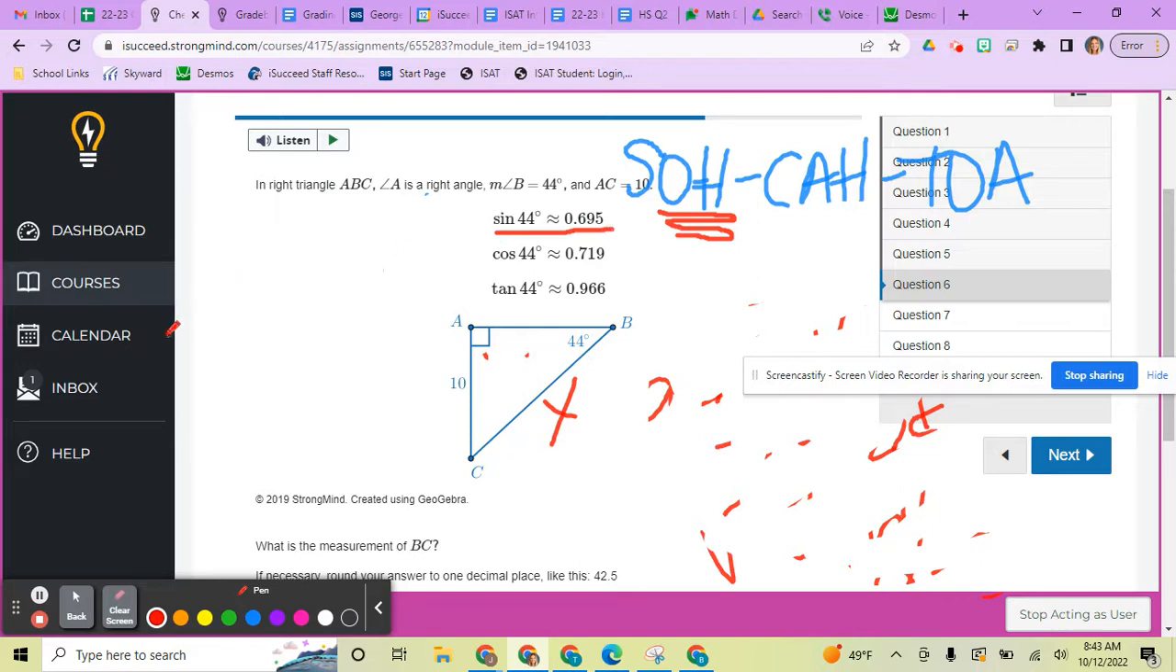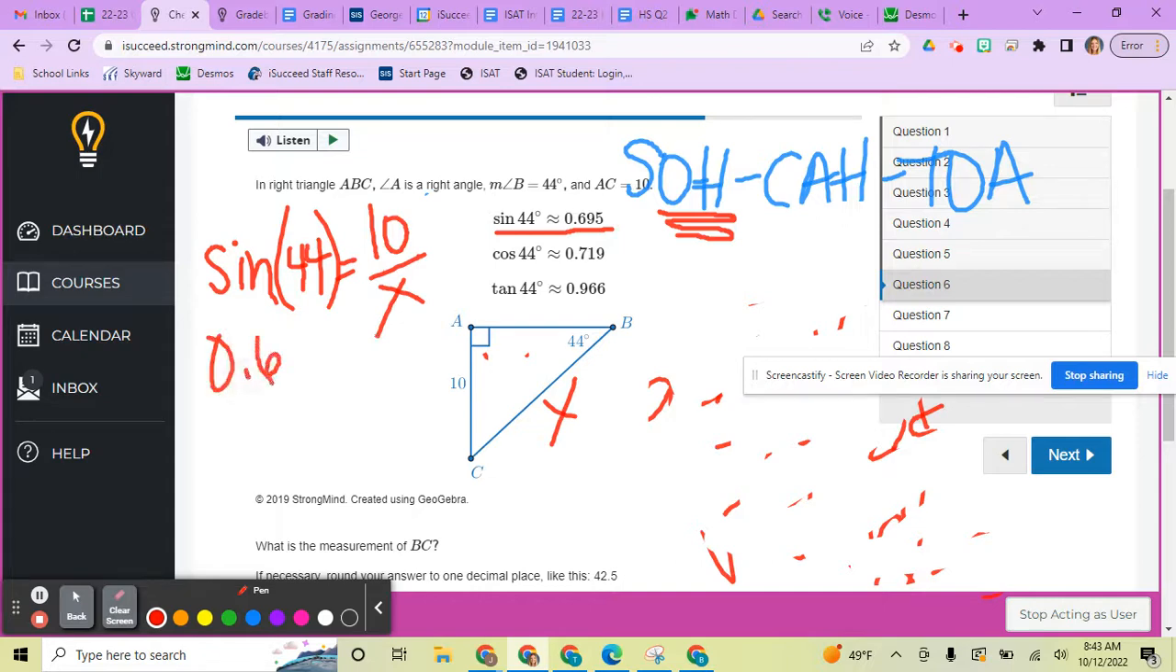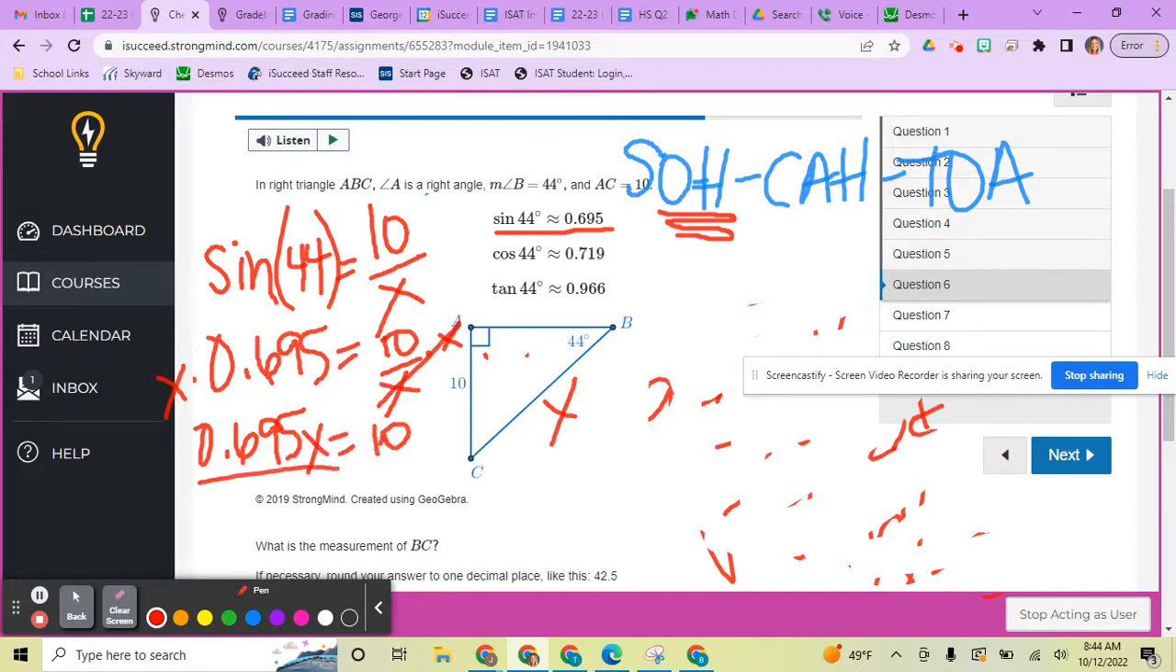So I know that the sine of 44 equals opposite over hypotenuse, so 10 over x. But they told us that the sine of 44 was 0.695. So right here, I'm going to write 0.695 equals 10 over x. Okay, to solve for x, first I have to multiply by x on both sides because x is in the denominator. So I get 0.695x equals 10. Now I can divide by 0.695.